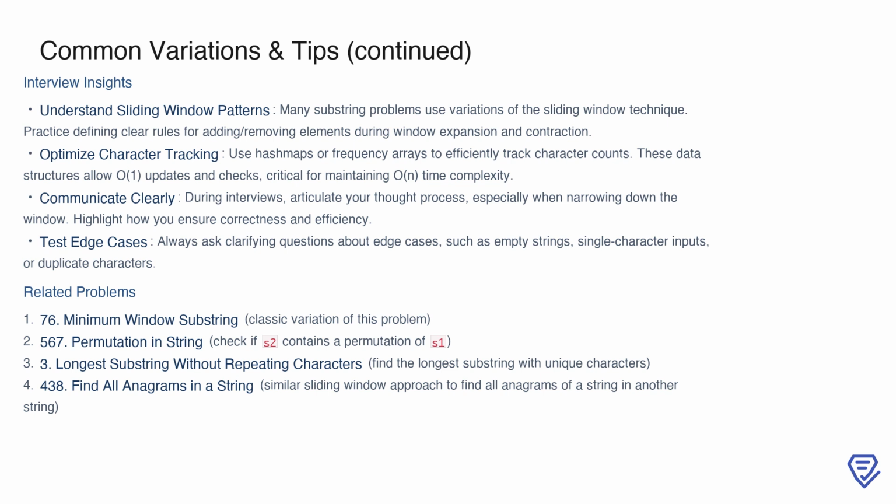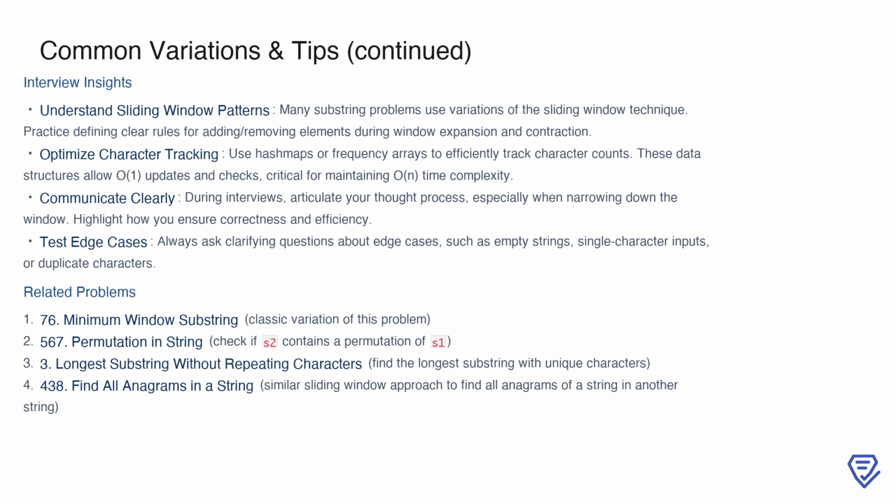To perform well in an interview setting, it's essential to understand sliding window patterns. Many substring problems rely on variations of this technique, so practice defining clear rules for adding and removing elements during window expansion and contraction. Efficient character tracking is also critical. Using hash maps or frequency arrays allows you to update and check character counts in O(1) time, which is essential for maintaining an overall O(n) time complexity.